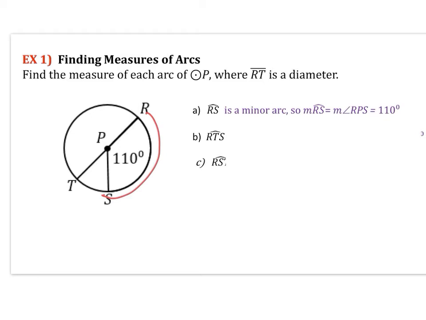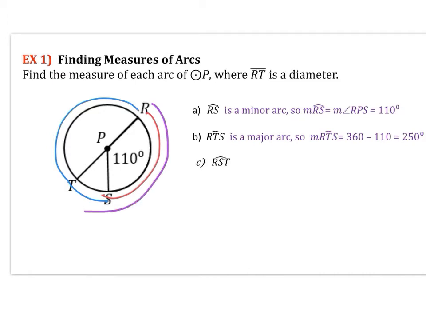Next, we have our major arc RTS, major arc R to T to S. It's the other part of the circle, so we would subtract 110 degrees from 360, and it is a major arc, resulting in 250 degrees. And then we have the measure of arc RST, which looks like a semicircle. So from R to S to T, if it's half a circle, that's 180 degrees.